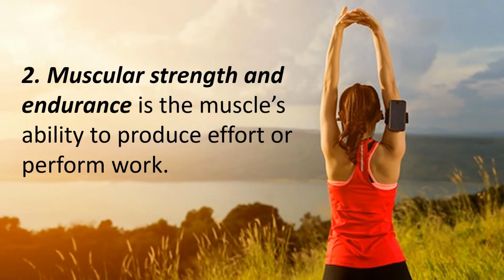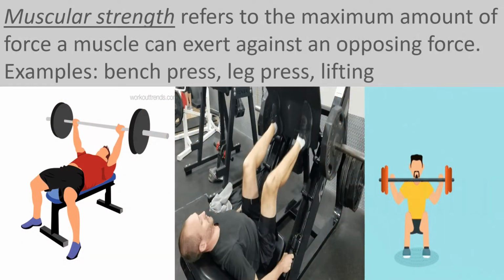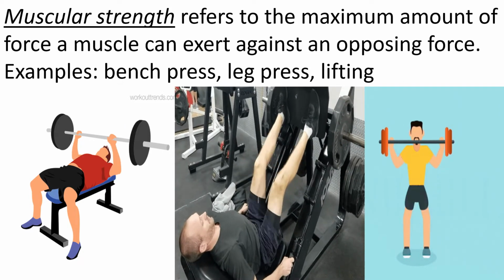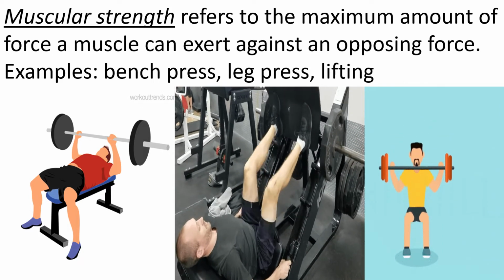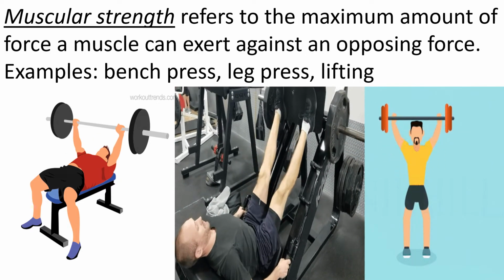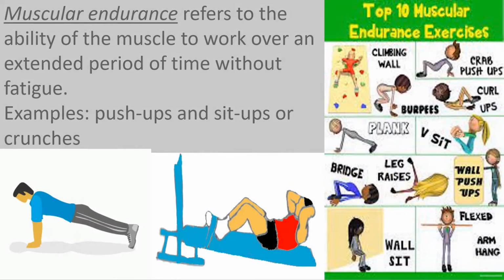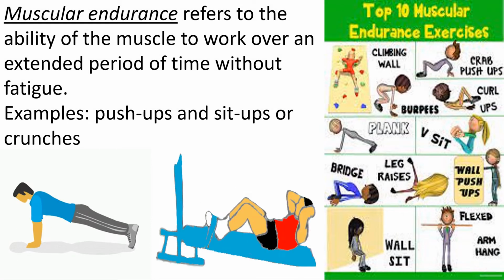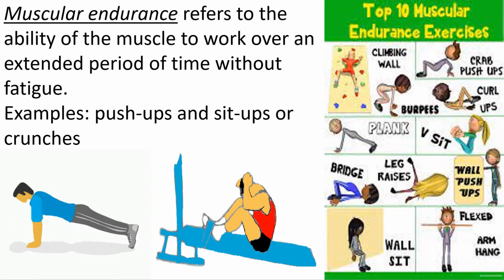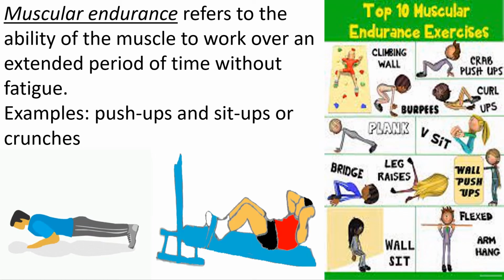2. Muscular strength and endurance is the muscle's ability to produce effort or perform work. Muscular strength refers to the maximum amount of force a muscle can exert against an opposing force. Examples: bench press, leg press, lifting. Muscular endurance refers to the ability of the muscle to work over an extended period of time without fatigue. Examples: push-ups and sit-ups or crunches.